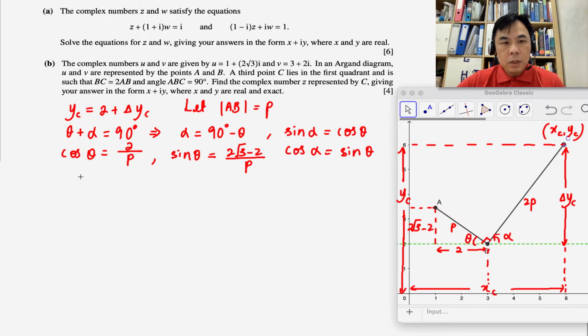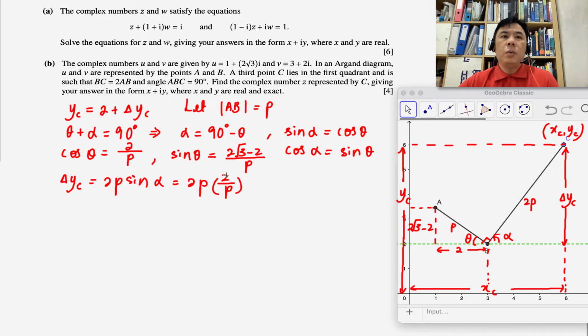And then by using this, we can work out the increase of the y coordinate of c here as 2p sine alpha. Our sine alpha is equal to cosine theta, so we can look at cosine theta here, 2 over p. You will notice that we can remove the p directly, therefore it's a 4. And then from here we can conclude that the y coordinate for c is 2 plus 4, which is 6.